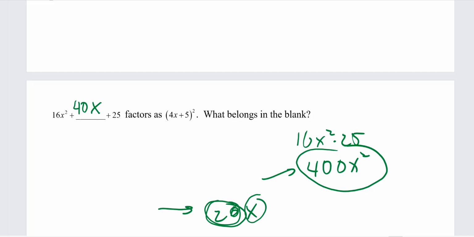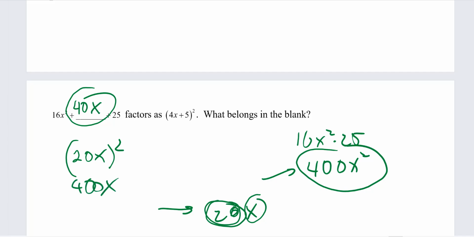But think of it this way now. If that was 40x, you would first divide that by 2 to get 20x. You would then square that, which would give you 400x squared. And since that's the same as 16x squared times 25, that tells you, yes, it does factor that way. So the answer to what belongs in the blank, again, this is extra, is 40x.